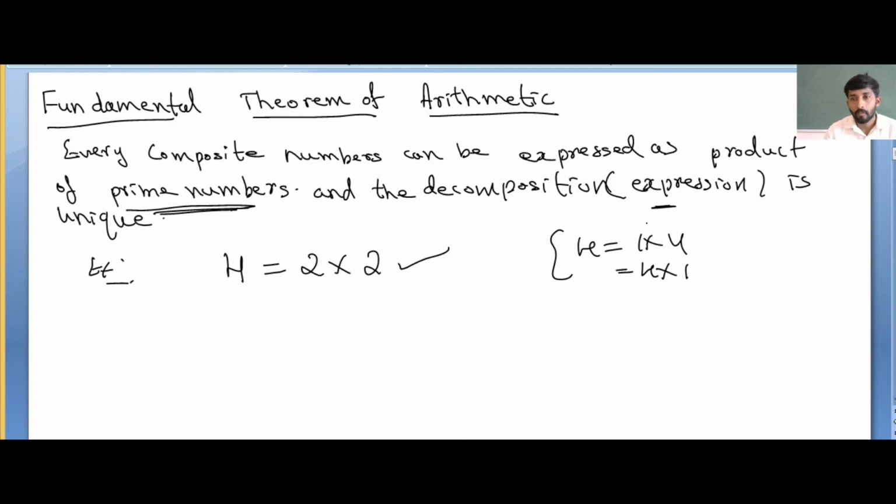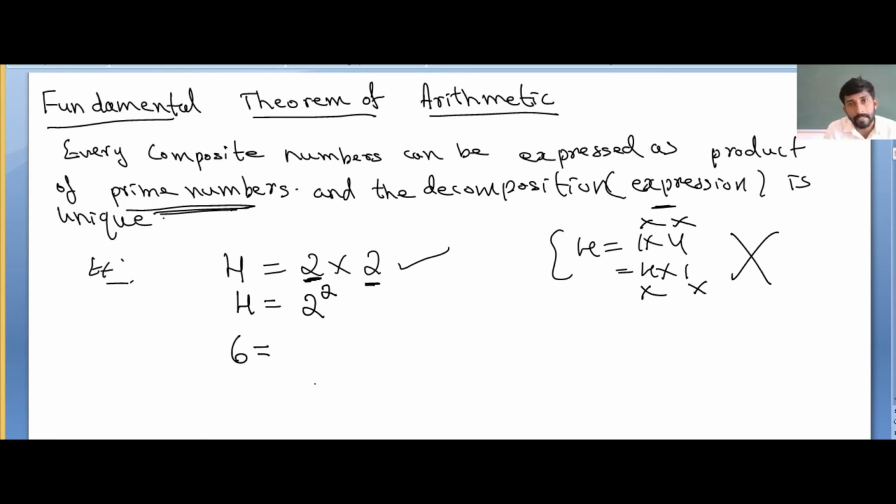See, here 1 and 4 is not a prime pair. Here also 4 and 1 are not prime numbers. Therefore, this decomposition is not possible. While taking the decomposition, you need to take only prime numbers. That's why I am writing 4 is equal to 2 into 2, or you can write 4 is equal to 2 square.